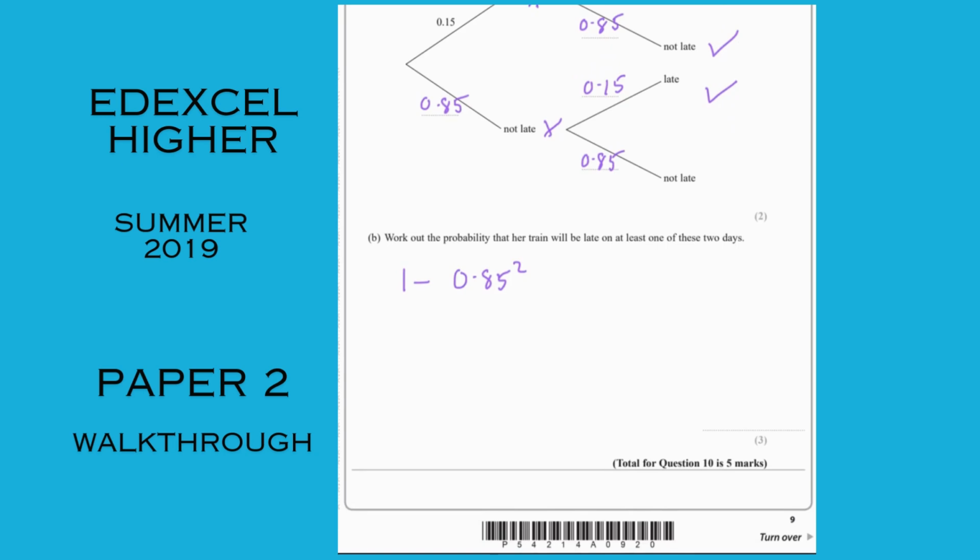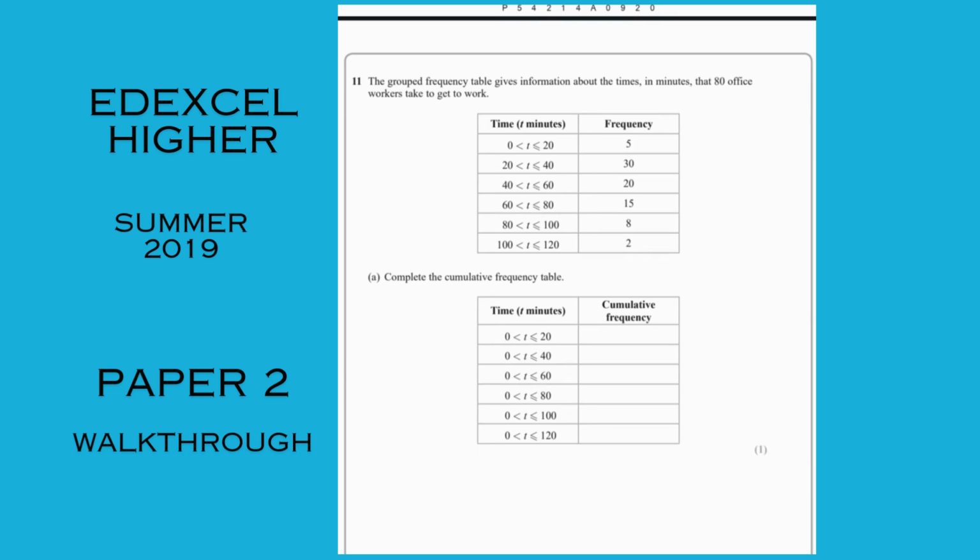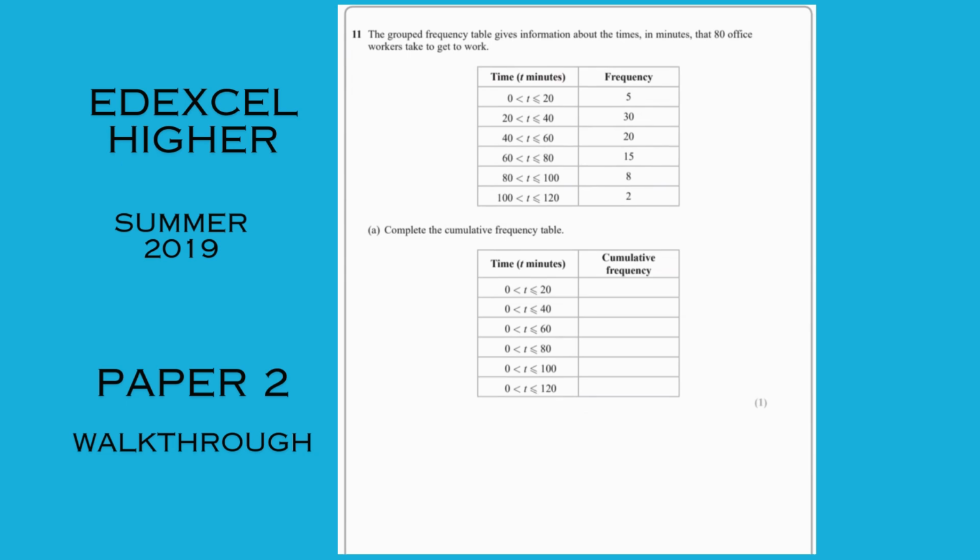Calculator will either say 111 over 400. If you've got a newer calc that loves its big fractions, I'll prefer a decimal though, 0.2775 for the right answer. On we go. So cumulative frequency, yes, I've cheated for part B, but you knew that was coming.